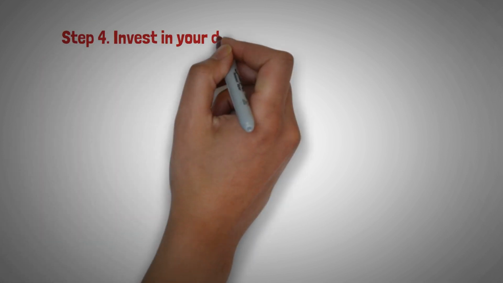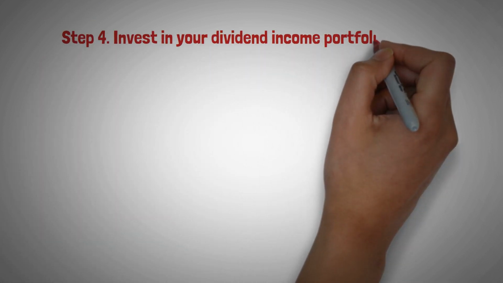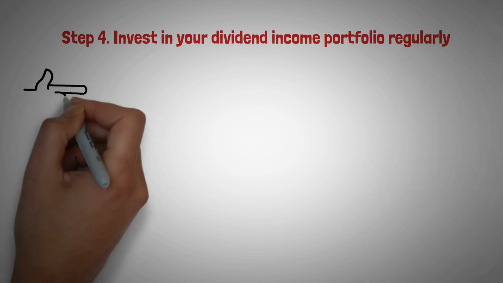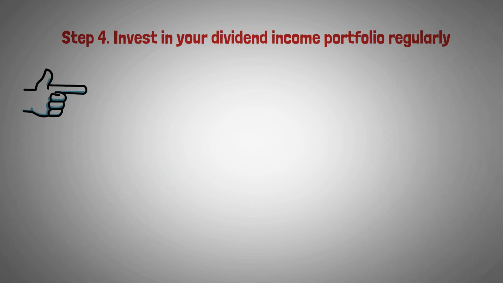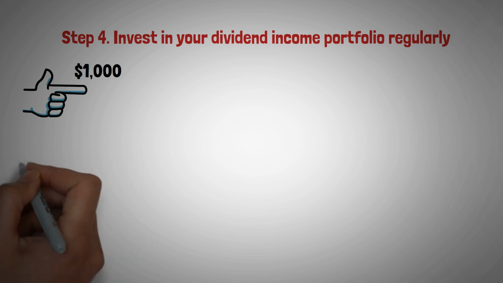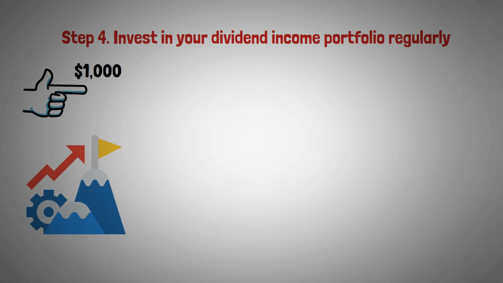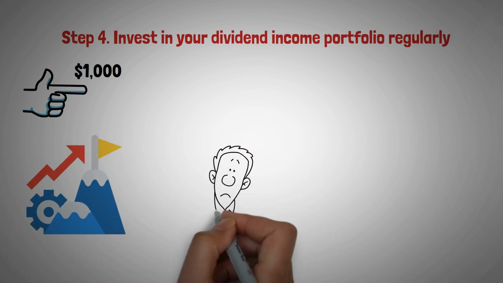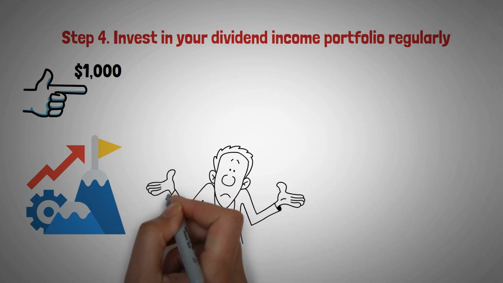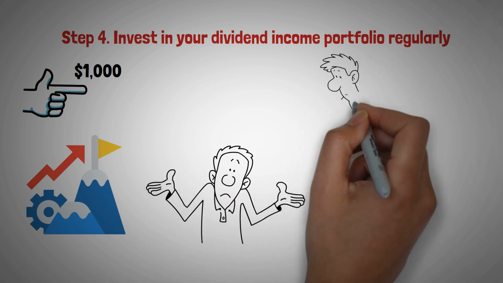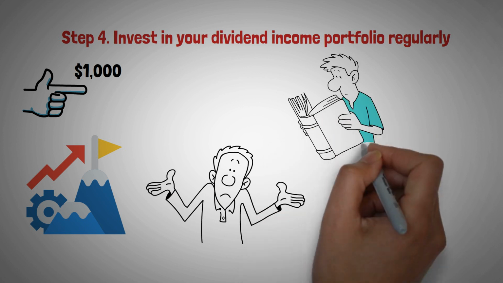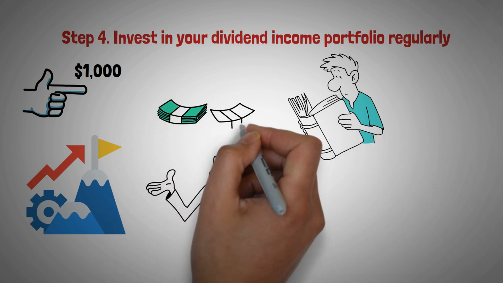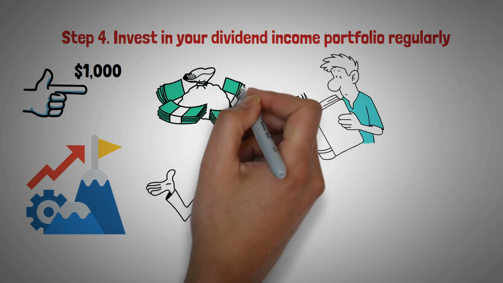Step 4. Invest in your dividend income portfolio regularly. This step in the plan to achieve $1,000 in monthly dividends can be one of the most challenging steps. Wondering why? Well, while becoming a dividend investor is relatively straightforward with some knowledge and effort, the real hurdle lies in generating the excess cash needed to invest in dividend stocks.